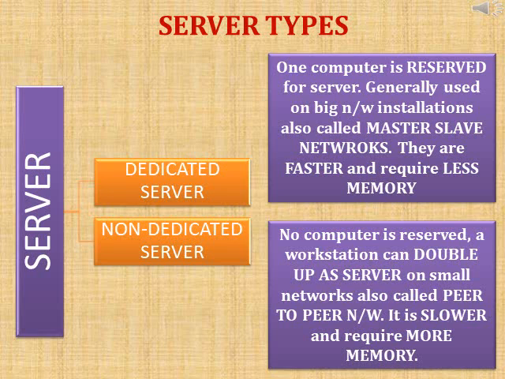These types of servers are faster and require less memory. On the other hand, non-dedicated servers are not reserved. A workstation can double up as a server on small networks, also called peer-to-peer networks. Here, double up means the workstation does both tasks simultaneously. These types of networks are generally slower and require more memory.